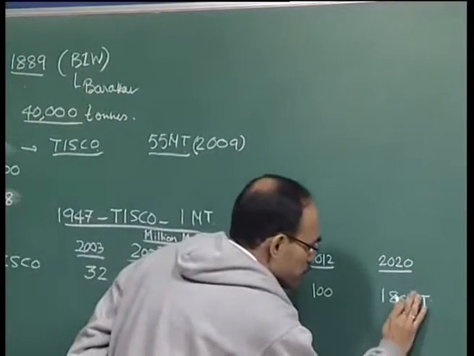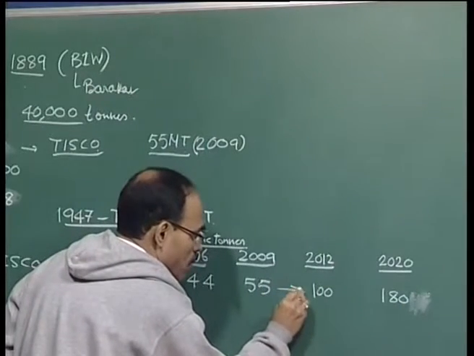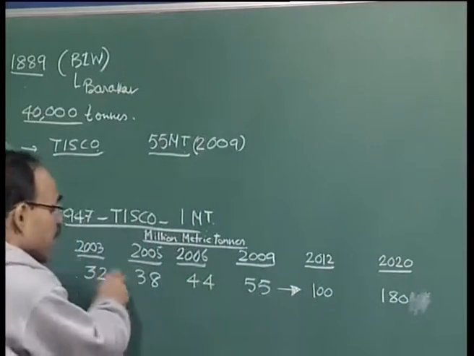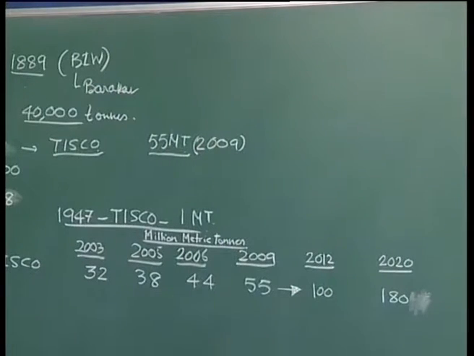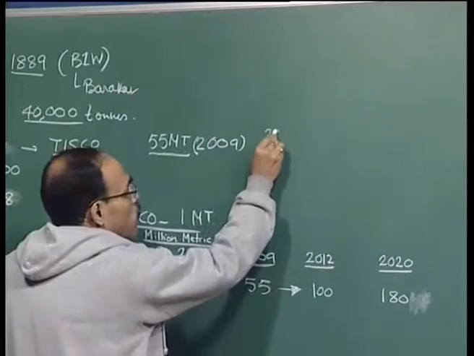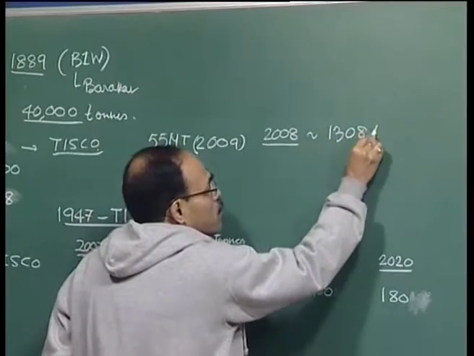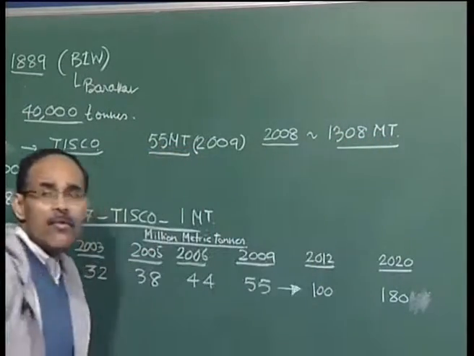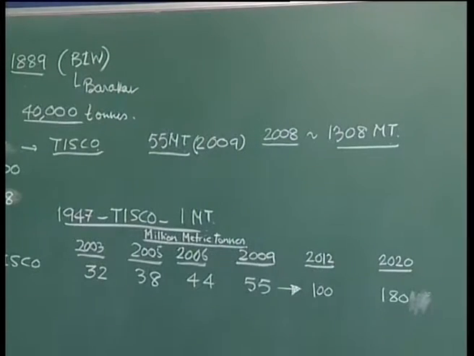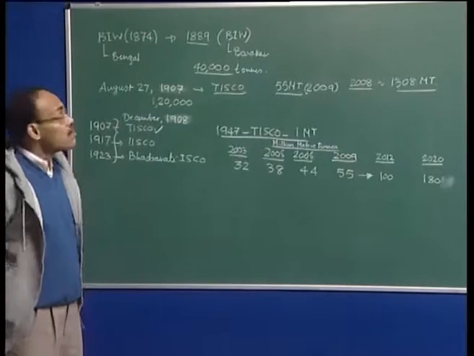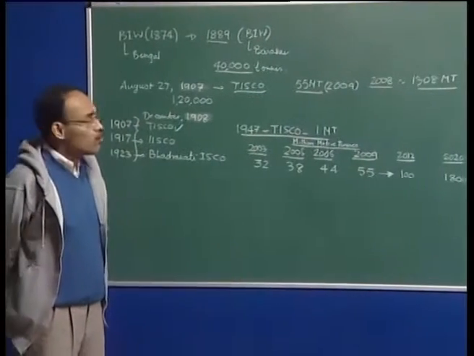So these are all projections. These are the real data, and on the right, 2012 and 2020 are the projections. Now, in 2008, roughly 1308 million tons of steel was produced globally. This is the global steel production, and I have mentioned at one point that steel production in the last 50 years has surged from 200 million tons, and now today is 1308, which is about 6-fold higher.